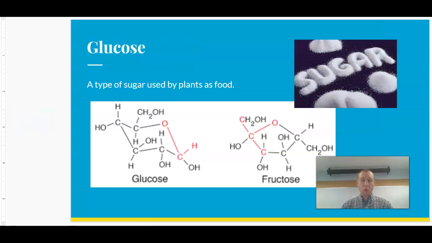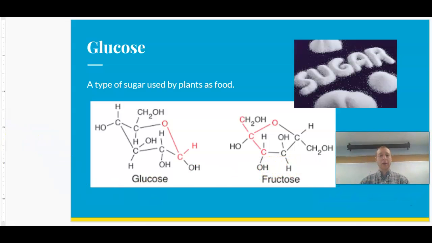So, what does that mean to make food for the plant? What is plant food? Well, plant food is actually called glucose. And glucose is a type of sugar used by plants as food. Now, we see this word sugar and we immediately think of like the table sugar that we all use, right? The thing that makes our drinks sweet, our food sweeter. You find it in almost everything. But that's not the sugar we're talking about.